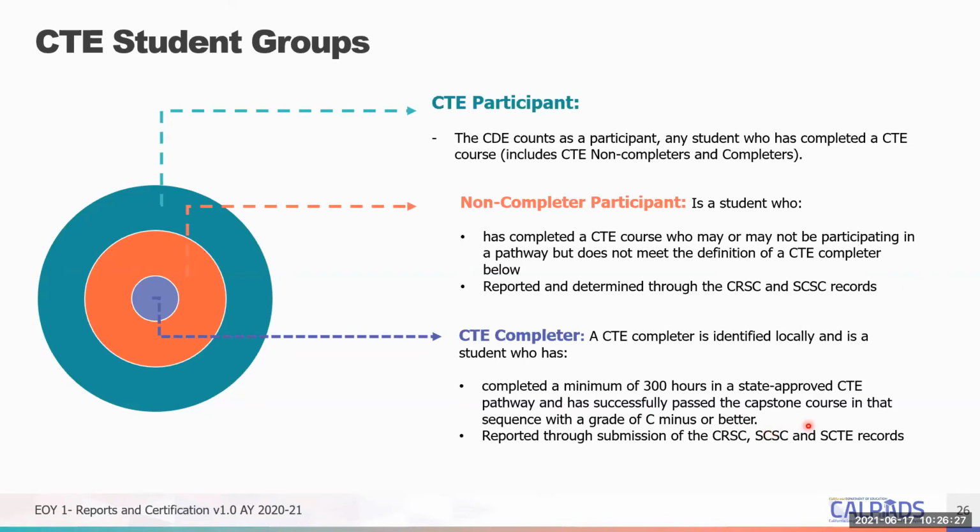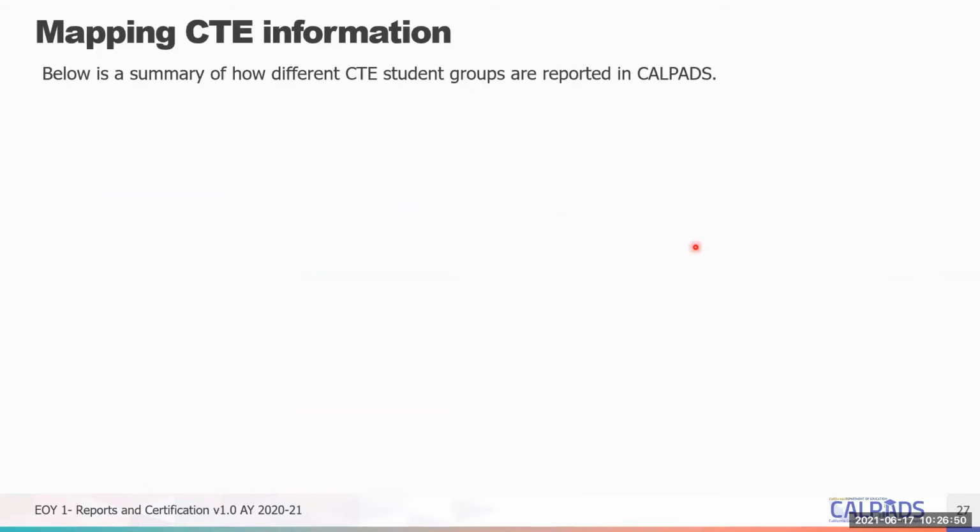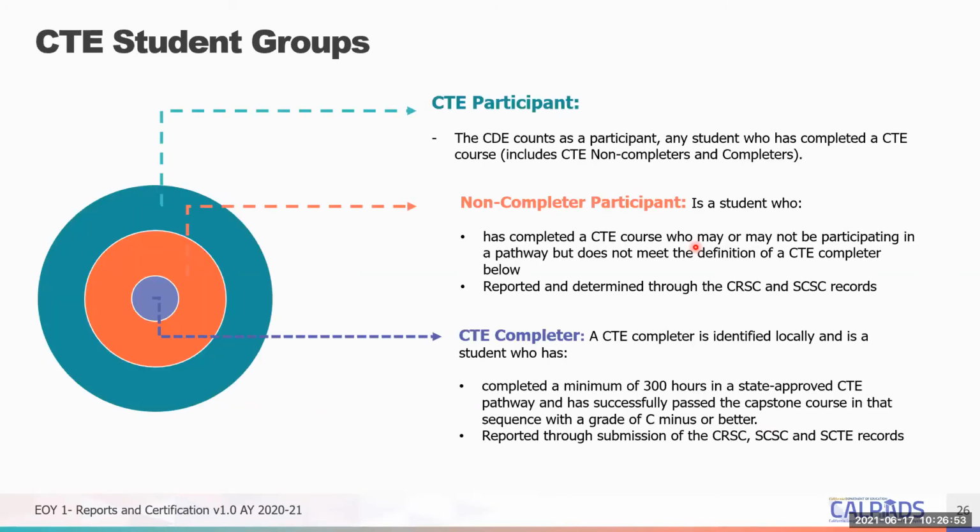Then another layer of exclusivity is the SCTE record. If you submit the SCTE record with an academic year of this year, you're stating that this student is a CTE pathway completer, and this differentiates this student from a mere participant. So why are we distinguishing these two? This is because if you look at the new format of the CTE reports, you will see later on that a student will be categorized as either a completer or a participant.